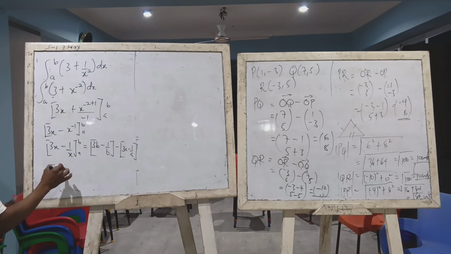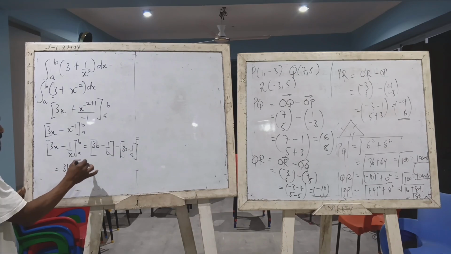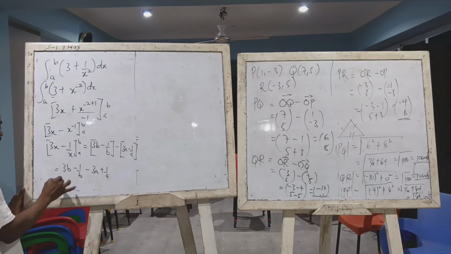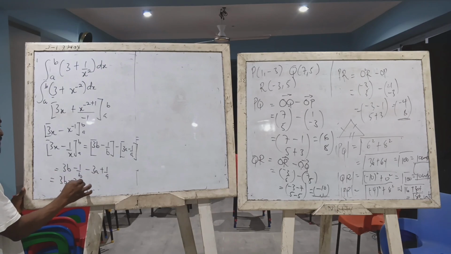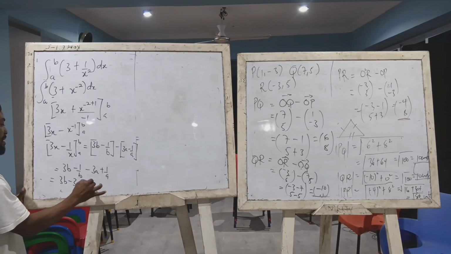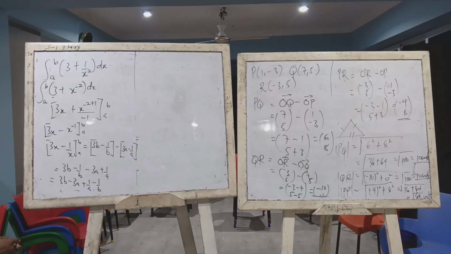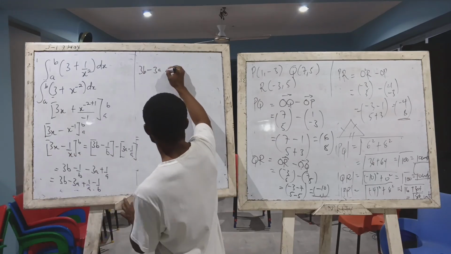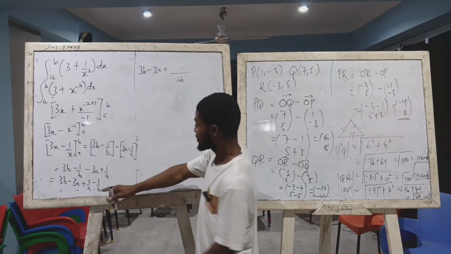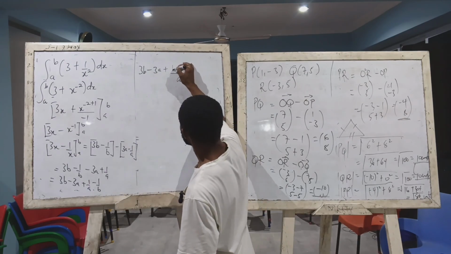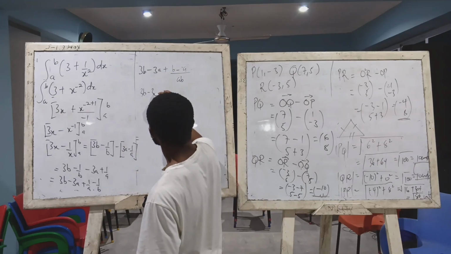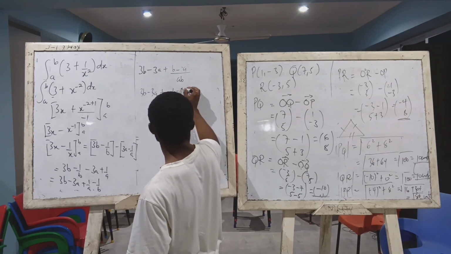And then from here I expand 3b minus 1 on b minus 3a plus 1 on a. I group like terms: 3b minus 3a plus 1 on a minus 1 on b, or however you want to put it. Alright, so from here, the LCM is ab. As you can see, a goes into this b times, and b goes here a times, and so I have 3b minus 3a plus b minus a all on ab.